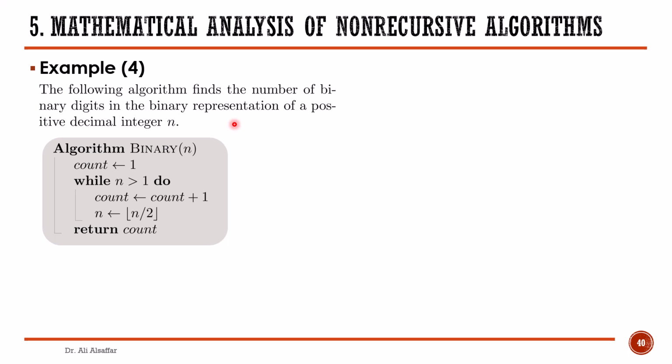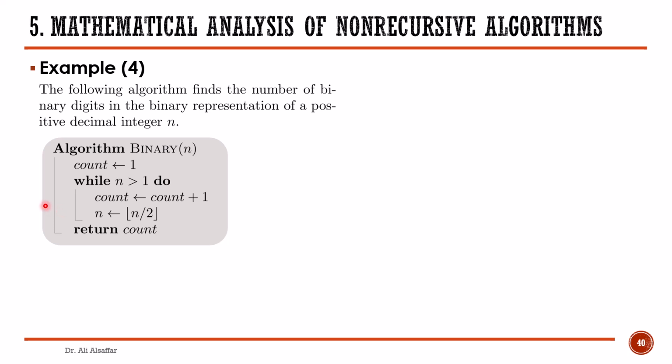The fourth example is an algorithm that finds the number of binary digits in the binary representation of a positive decimal integer n. The algorithm uses a counter to count the number of binary digits of the integer n. The counter is first initialized to 1, and repeatedly the value of n is divided by 2 until it reaches 1. For every division, the counter is incremented by 1, and after exiting the loop, the algorithm returns the value of the counter.